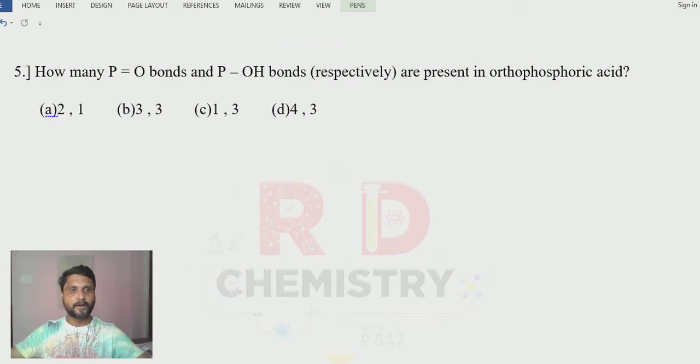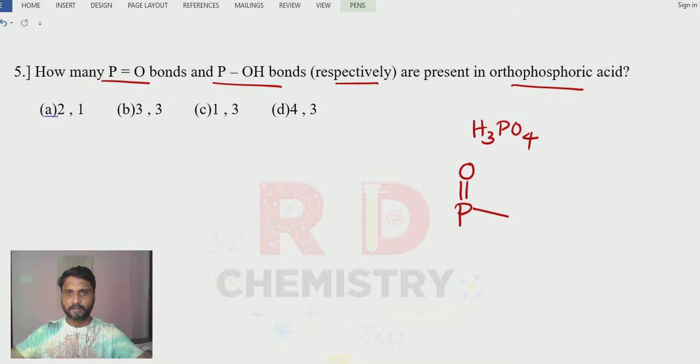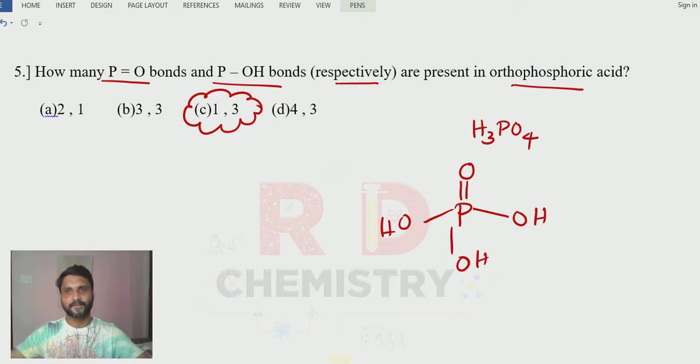Question number 5. How many P=O bonds and P-OH bonds respectively are present in orthophosphoric acid? Orthophosphoric acid is H3PO4. So phosphorus is the central atom, P double bond O. Then you have the remaining 3 oxygens, 1, 2 and 3. Hydrogens are attached to the oxygens, correct? Now if we count carefully, P=O bonds are 1 in number, and P-OH bonds are 3 in number. Therefore the answer is option number 3. So the third one is the answer, C is the answer.